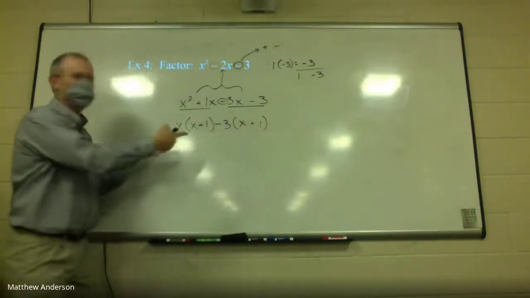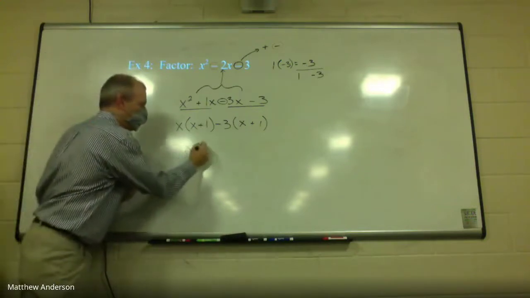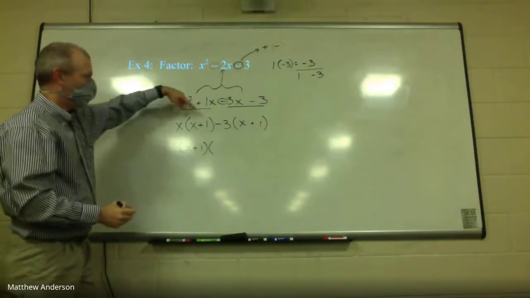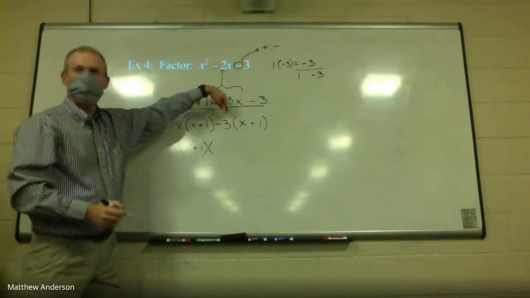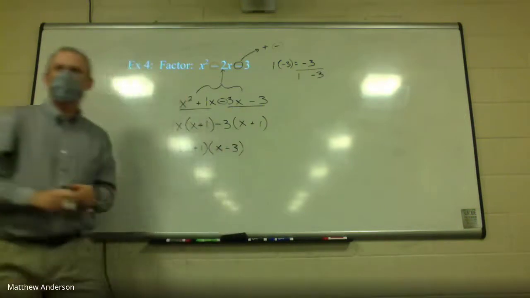So again, notice what do they have in common? X plus 1. We factor that out. What's left in the first part? The x. What's left in the second part? Minus 3. So x minus 3 is our other factor.